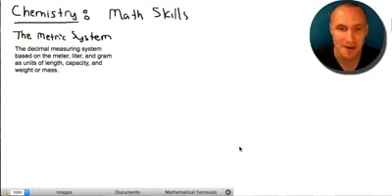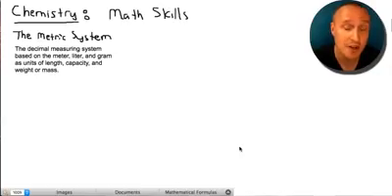Now, not surprising, but chemistry is not just a science. Part of chemistry is math. I know some may be disappointed with that and may hate math, or maybe you love math. But some of the first things we need to do in chemistry is go over some basic math principles, as well as some things that we're going to be using in chemistry throughout the whole course.